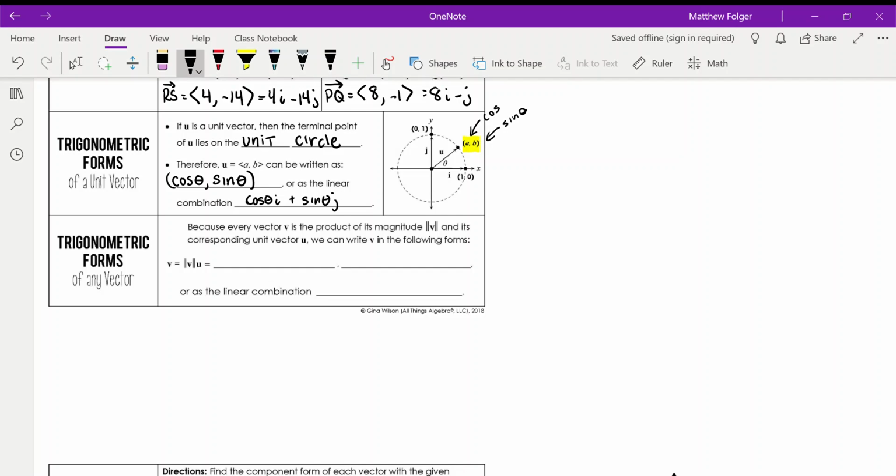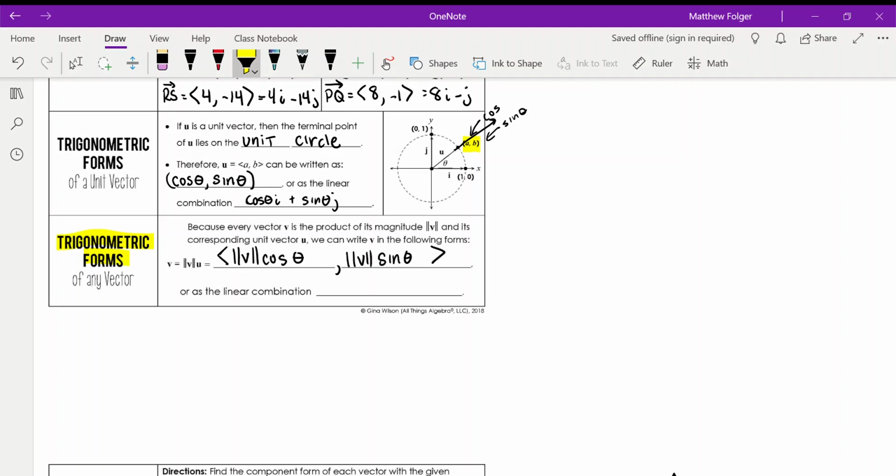If it's not a unit vector, let's say it has a length of 2 instead of 1, you just multiply cos theta by whatever the magnitude is, and you multiply sine theta by whatever the magnitude is. So the component form in trigonometric form of a vector is going to be the magnitude times cos theta, comma, the magnitude times sine theta. You just multiply the cos theta by the magnitude and the sine theta by the magnitude, and this is called the trigonometric form of the vector.